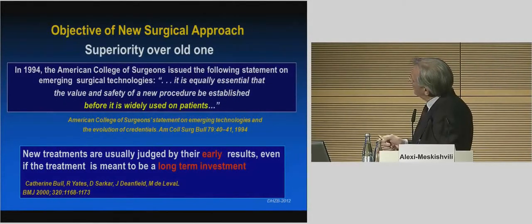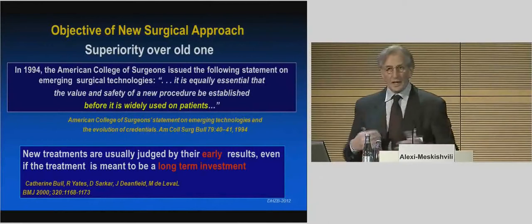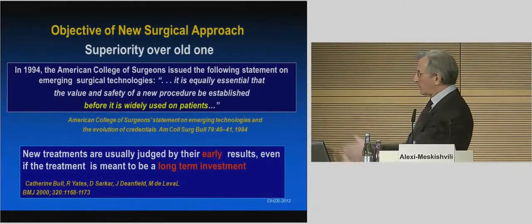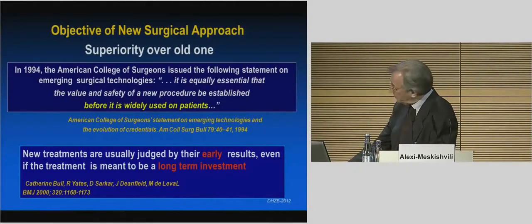This is the statement of the American College of Surgeons. It's not only about transposition, it's about every new operation which we want to replace the old one. New treatments are usually judged by their early results, even though the treatment is meant to be a long-term investment. That's very important, because we can have very low mortality, but after 5 years we have complications, and we have to think: should we continue to do this operation or go back to the old one?